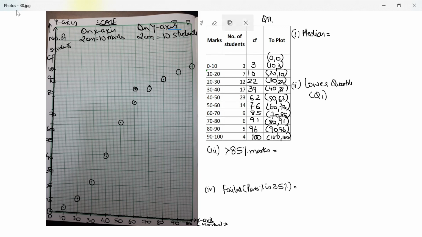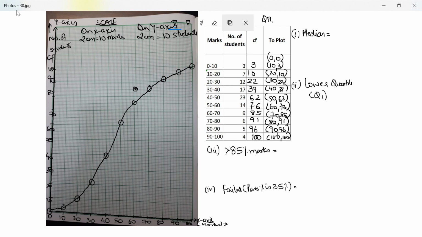Next, I join them using freehand. So I make an ogive curve, also known as less than ogive. I join all the points using freehand and make as smooth a curve as I can. Perfect. Now my ogive is ready. Let's look at the questions.